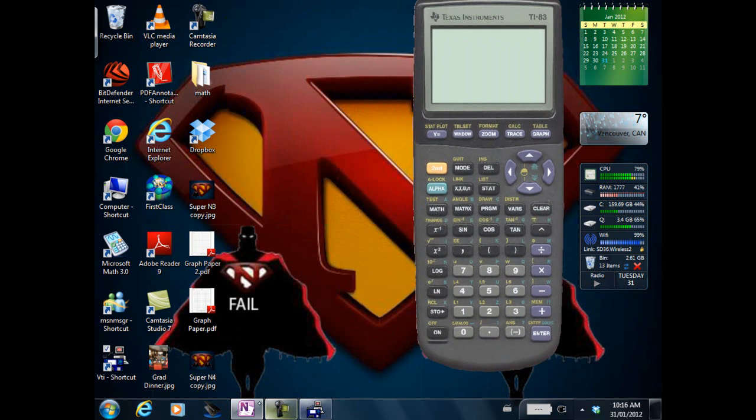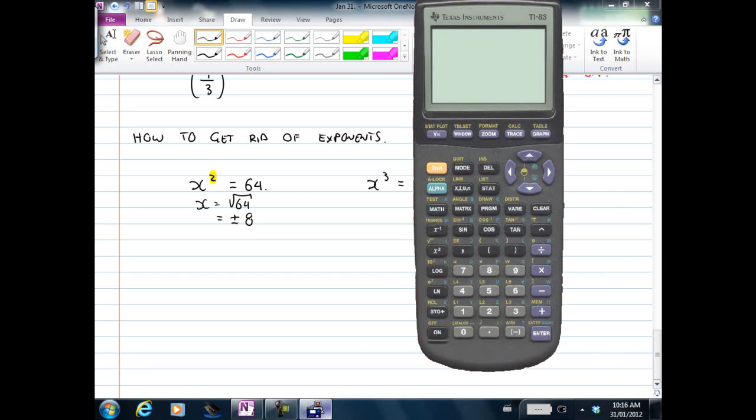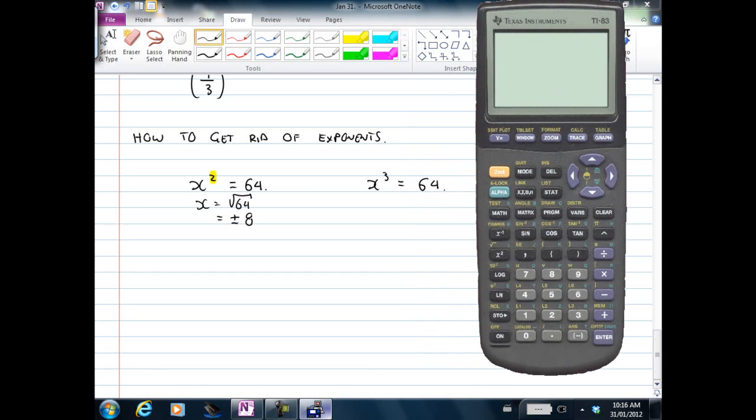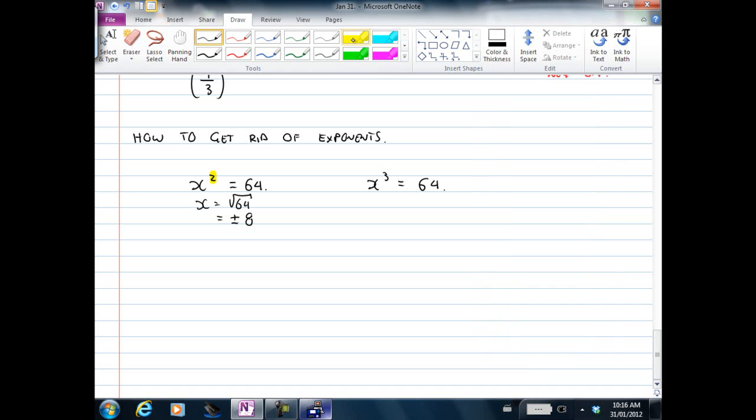So here's my calculator. A lot of you will be using one of these calculators. It's mandatory. I will be collecting money for a deposit to use this calculator, and I will hand out these calculators for you in a second. So let's clear this out. How do you get rid of this 3? That's the question. Cube root. So a lot of you want x equals the cube root of 64. That works fine.